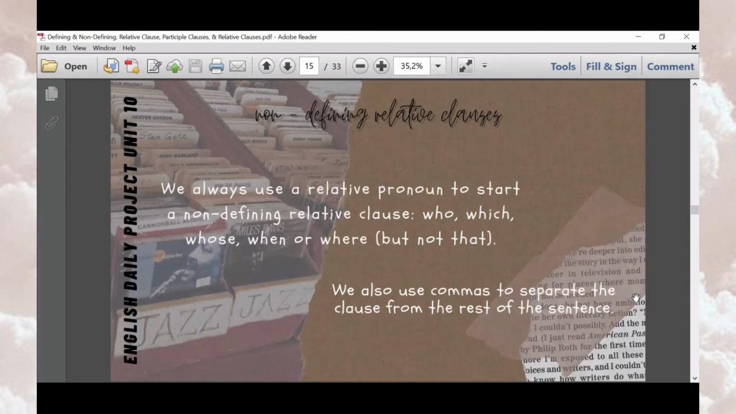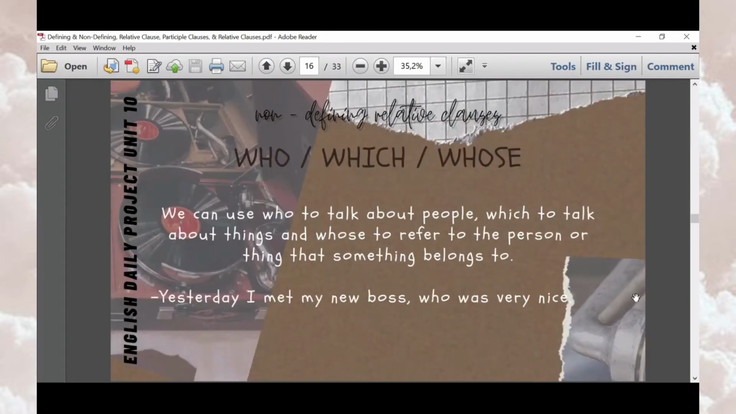We always use a relative pronoun to start a relative clause, with who, which, whose, when, or where. But we can't use that because that is used in daily speech. The key is we use commas to separate the clause from the rest of the sentence. Who, which, and whose. We can use who to talk about people, which for things, whose for a person or thing that something belongs to.